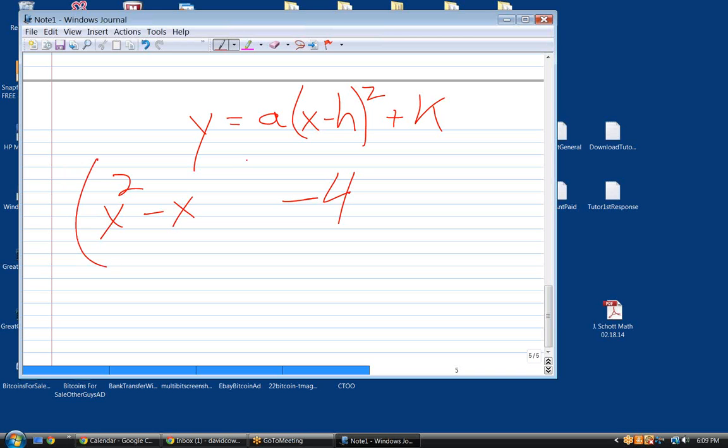Put parentheses, group the x squared and the x, and complete the square inside the parentheses. Okay, yeah, I remember this. So then you take the x and you take its coefficient. Then you take half of the coefficient and square it and add it inside the parentheses.